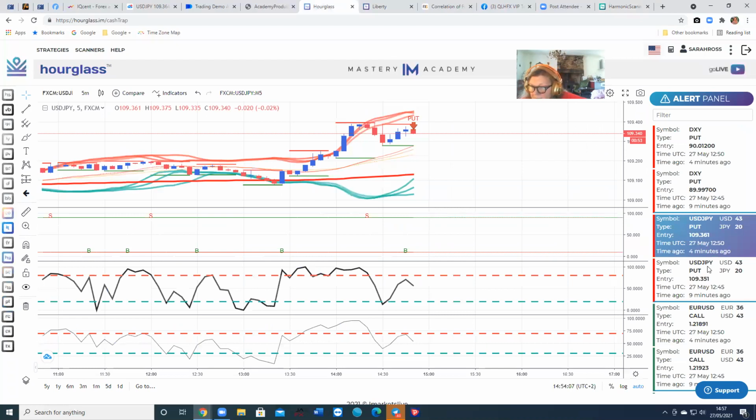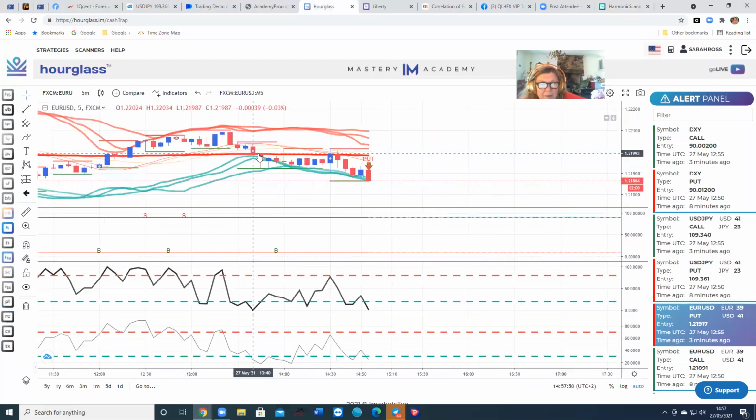HourGlass, Euro USD. What I don't like about that on the 5 minutes, as you can see, is it's cutting straight through the middle. So often price can hang around that line and cause us problems. It is going down there. So if we were looking for this, it's 39 to 41. They're very similar. So we'd be wanting to look at a call because it's right on this line of resistance.